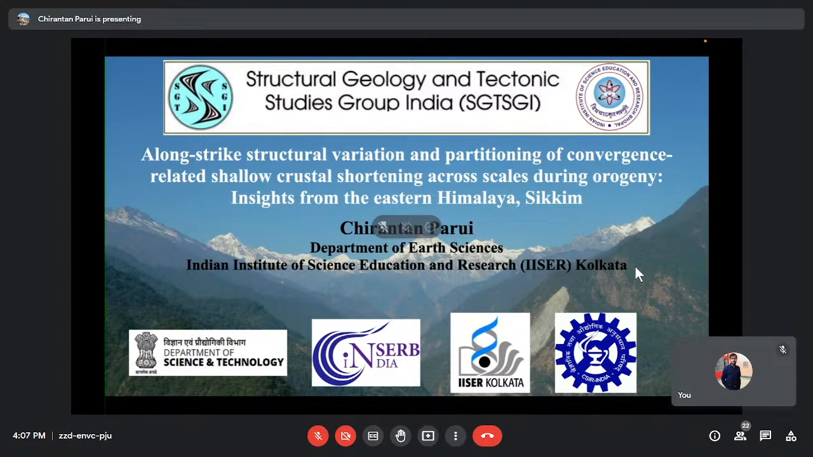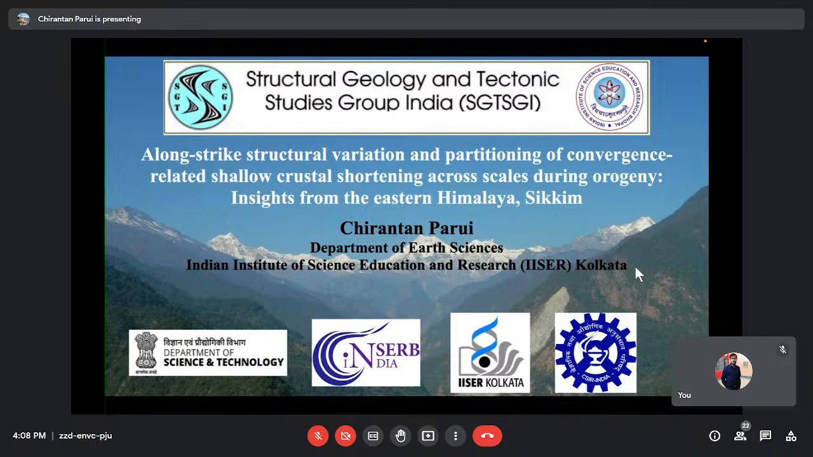Along-strike structural variation and partitioning of the convergence-related shallow crustal shortening across scales during orogeny: insights from the eastern Himalaya, Sikkim. During the talk, if you find that the slides are not changing or the animations are not moving, please stop me so we can be on the same page.